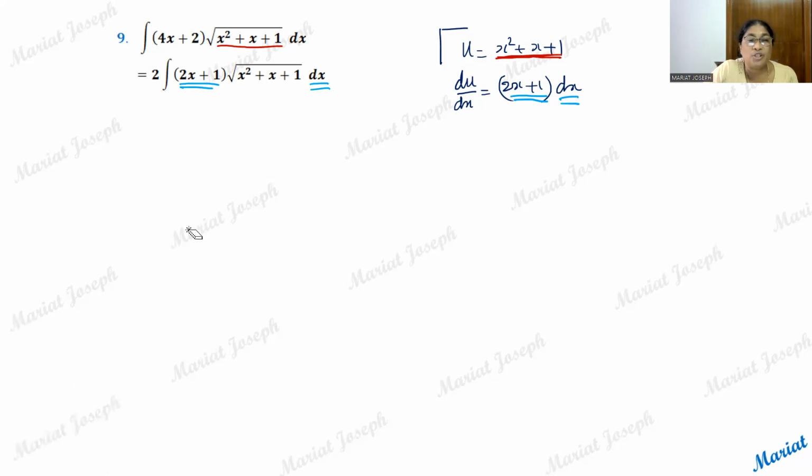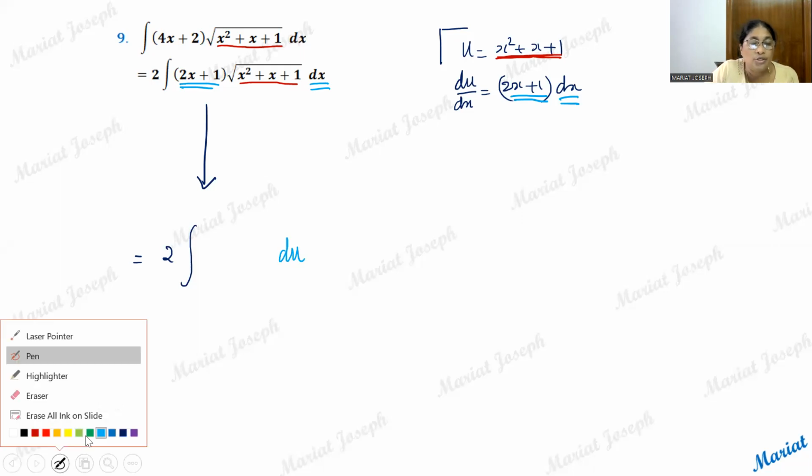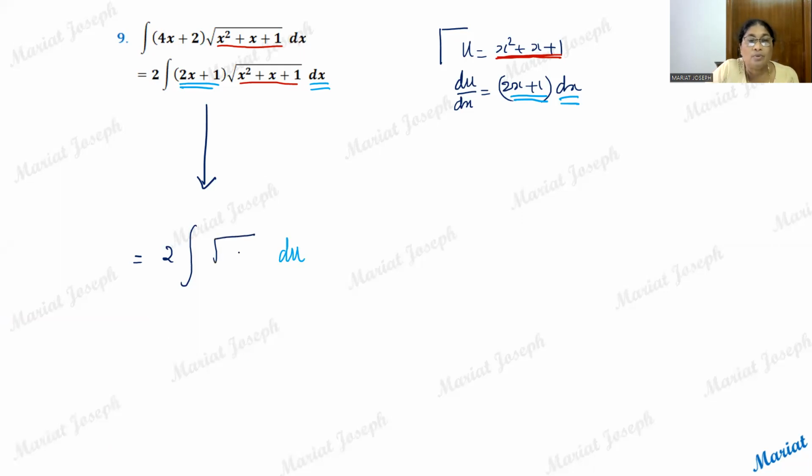Therefore, with this substitution, what will be the next step? Varsha, what is the next step with the substitution? Ma'am, we can write it as integration of 2u, du. Then du into root u. Very good. du is that blue portion. We usually do not write du first; du is kept at the end. Into root of u. That's it. That is very good.